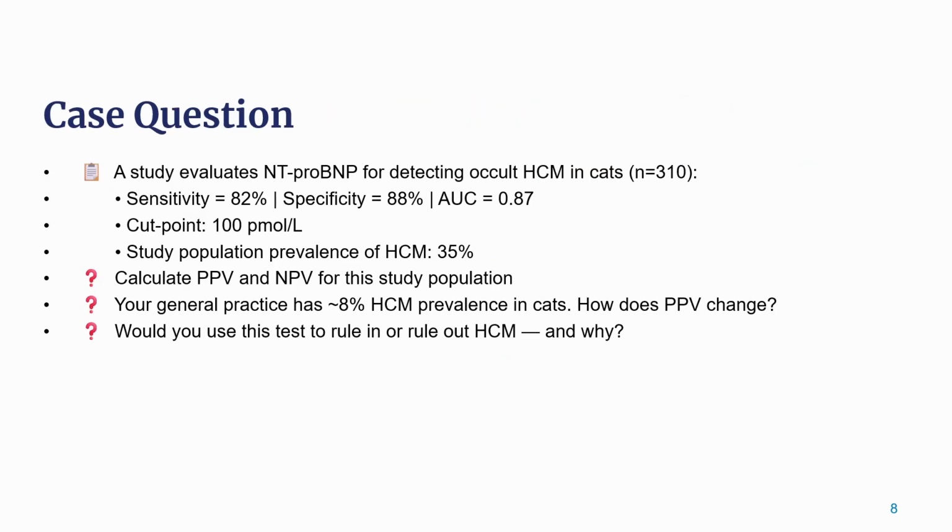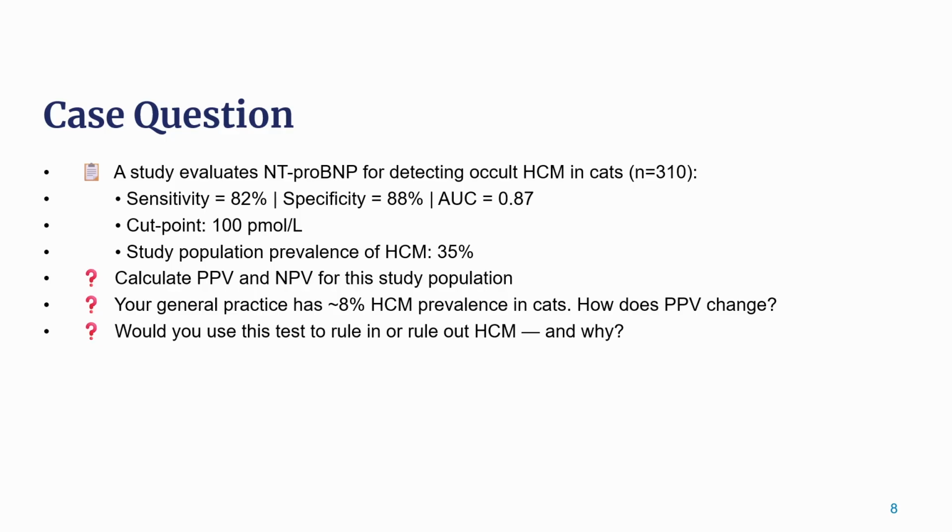Work through this case question together. First, the study population. Prevalence 35%, sensitivity 82%, specificity 88%. Using the 2x2 approach with 310 cats, approximately 108 have HCM, 202 don't.